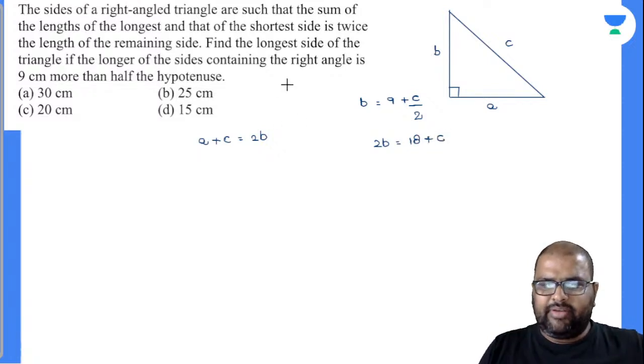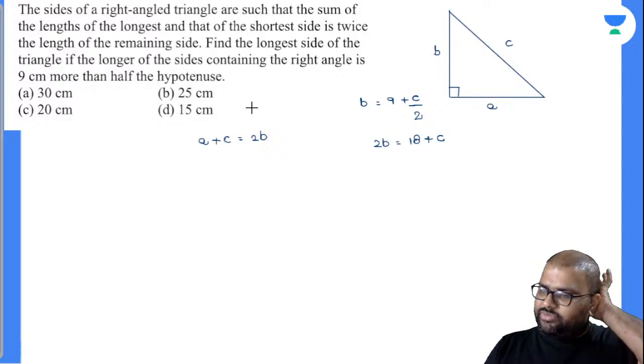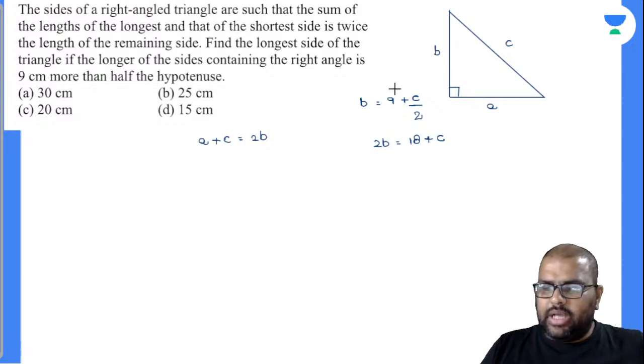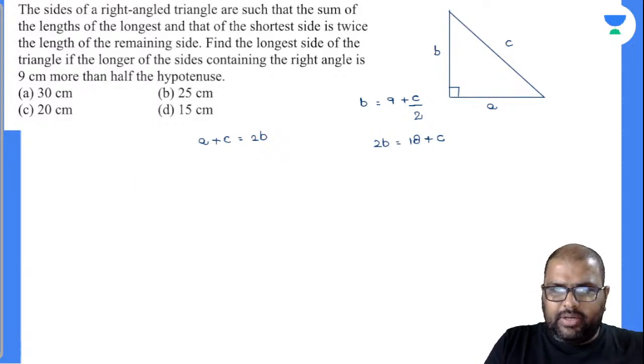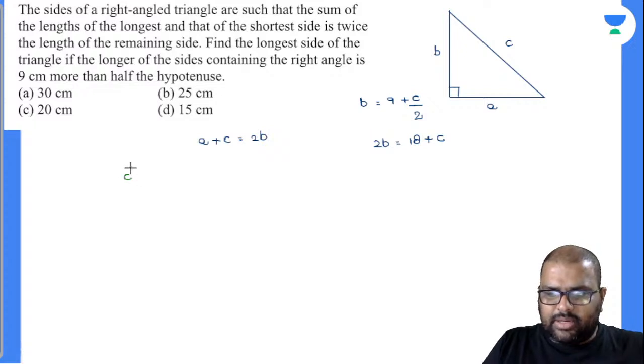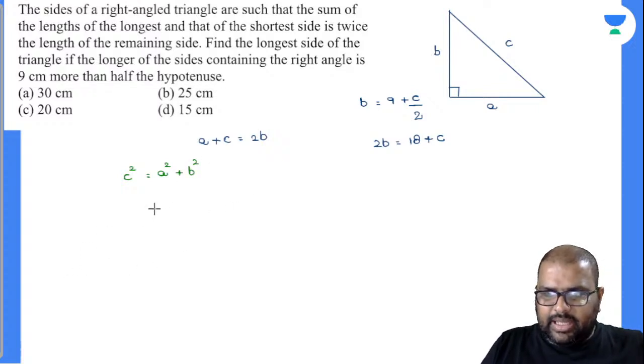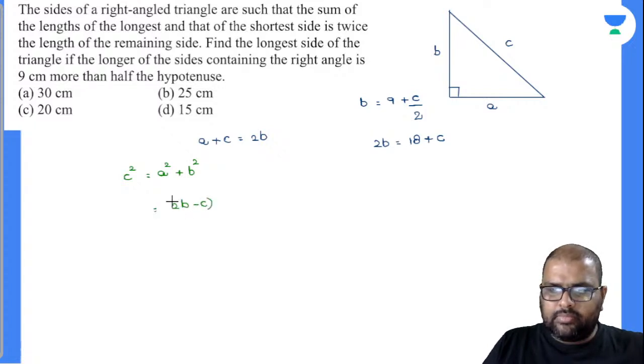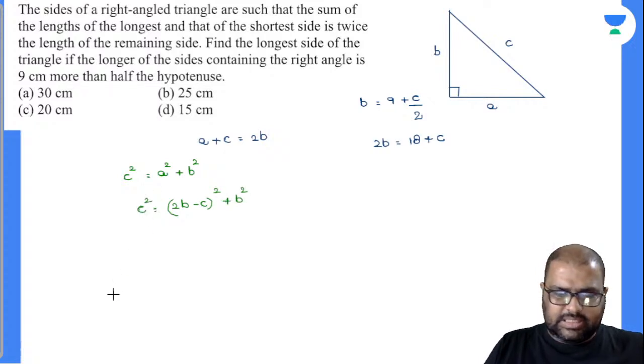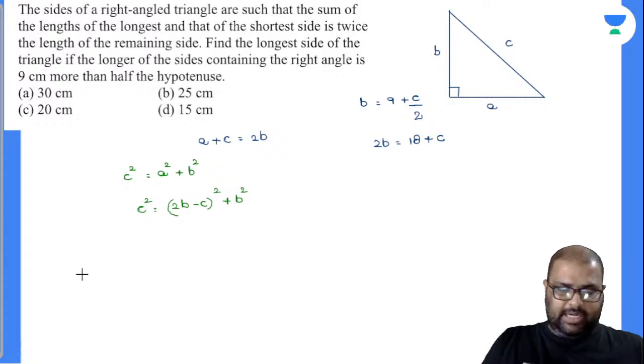Now you are asked to find the longest side. So our aim is to find the C value here. According to the Pythagoras theorem, everybody knows C square is equal to A square plus B square. So I will make these equations into C formats here. Now in the place of A, can I write 2B minus C? Yes, perfectly I can write. I'm writing down this process, I'm not saying that you have to follow only this. You can go in a more sophisticated manner than me.